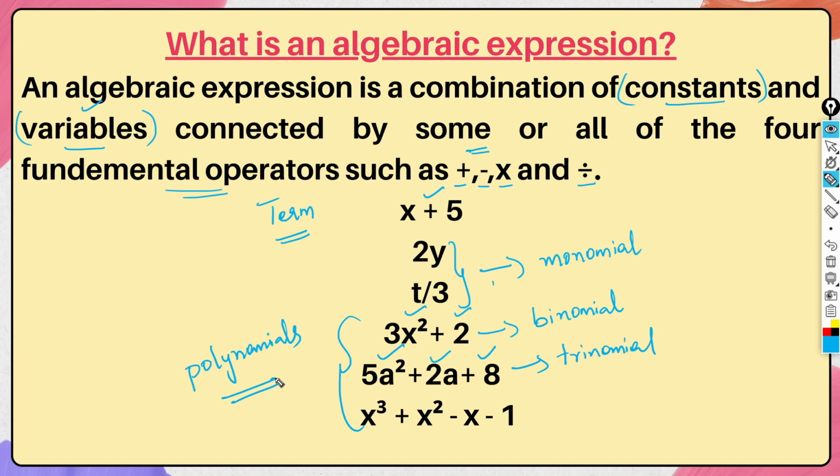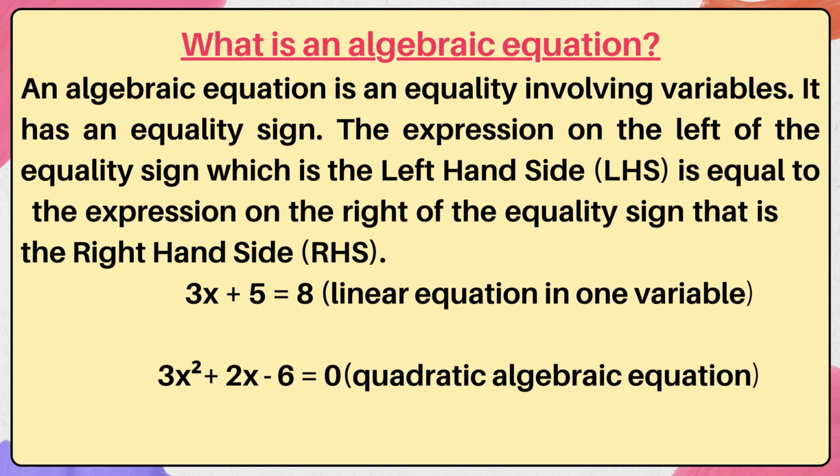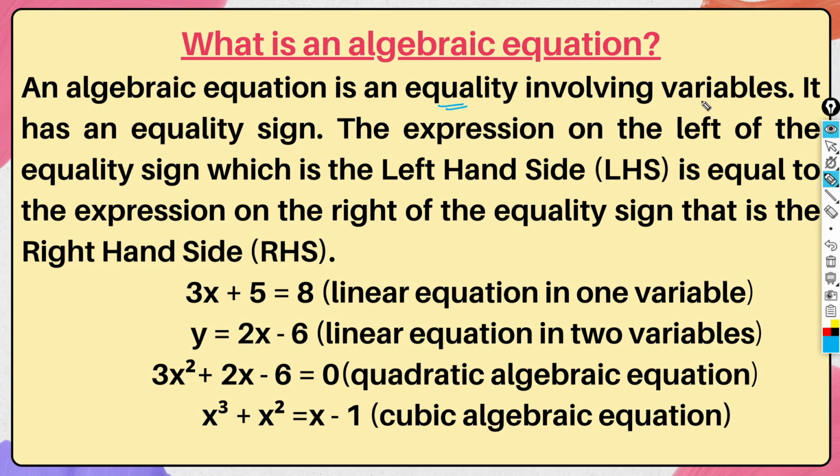Now we'll see what is an algebraic equation. An algebraic equation is an equality involving variables. Okay, that means an algebraic equation should have an equal sign and also involve variables. Variables are what? Alphabets. So it has an equality sign. The expression on the left of the equality sign, which is the left hand side, is equal to the expression on the right of the equality sign, that is RHS. That means LHS should be equal to RHS.